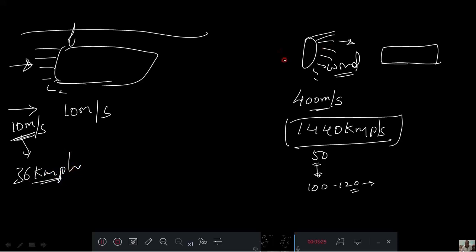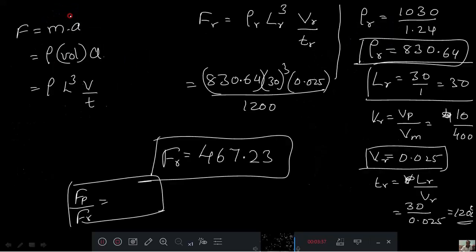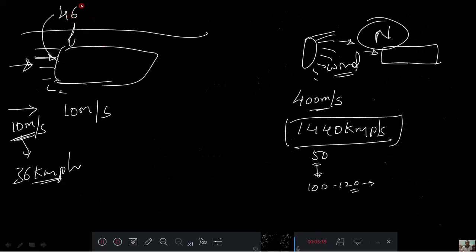Means here every 1 Newton of resistance you get on the model is equivalent to 467.23 newtons of resistance on the prototype. Understood? This is what the problem is.